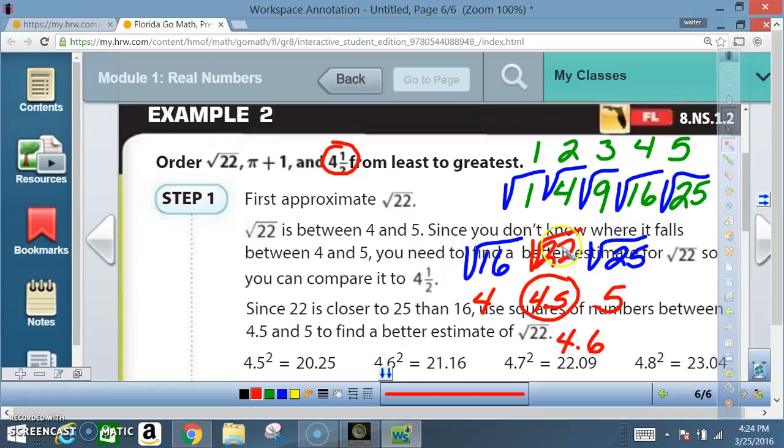So since it's closer to 25, that tells me that my answer will be closer to 5. So it should be greater than 4.5. So my answer should be something like 4.6 or 4.7. In this case, it doesn't matter which one I pick, as long as I can make the difference between 4.5 and 4.6 from the list.